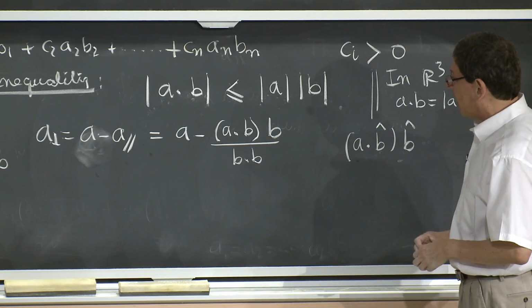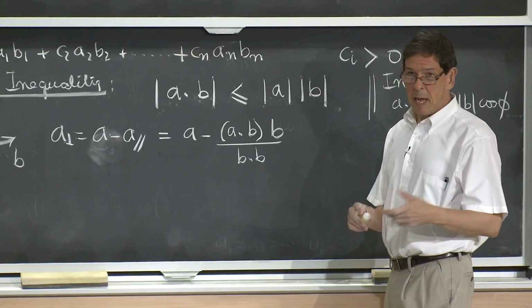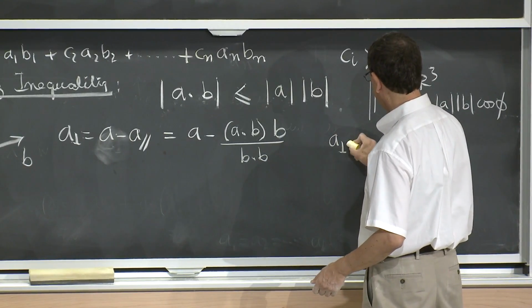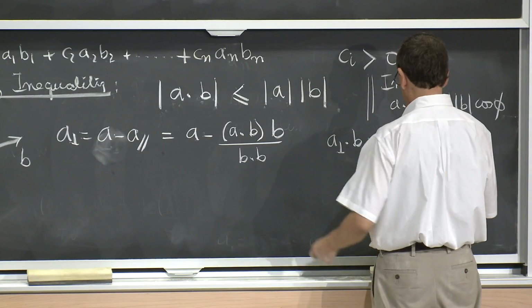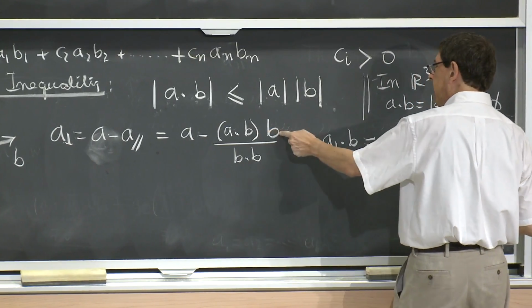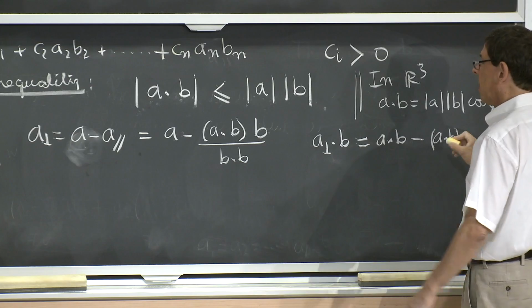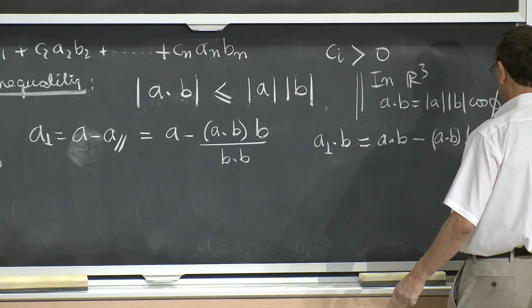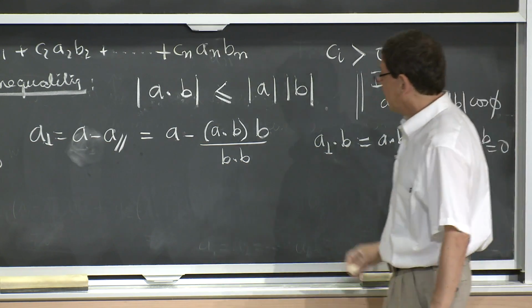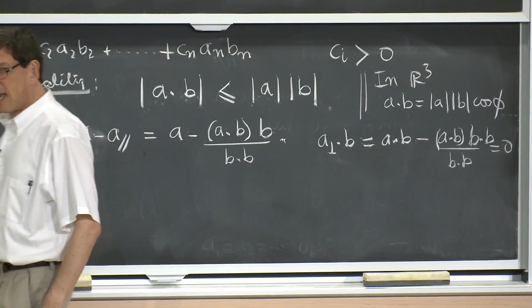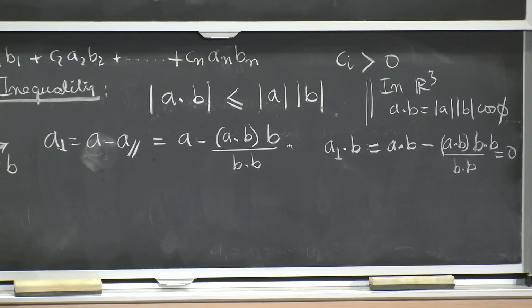So as a check that this is correct, you can multiply A perp with B. How much do you get? You get A dot B, and here you get minus A dot B times B dot B over B dot B, and that's 0. So this thing is fine. That's A perp. It is perpendicular to B. We've checked that.